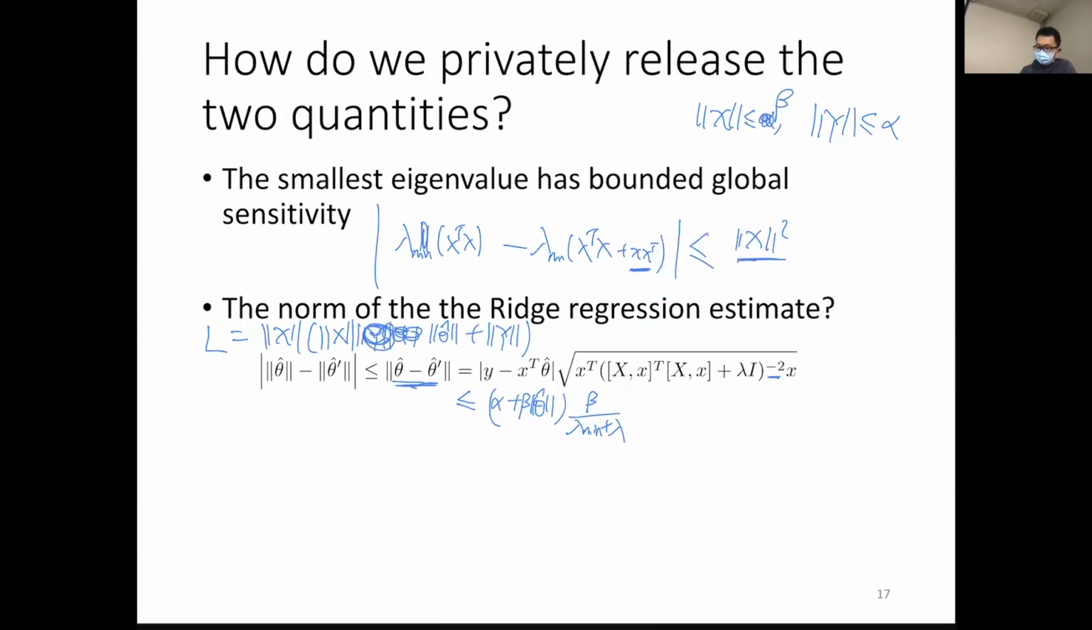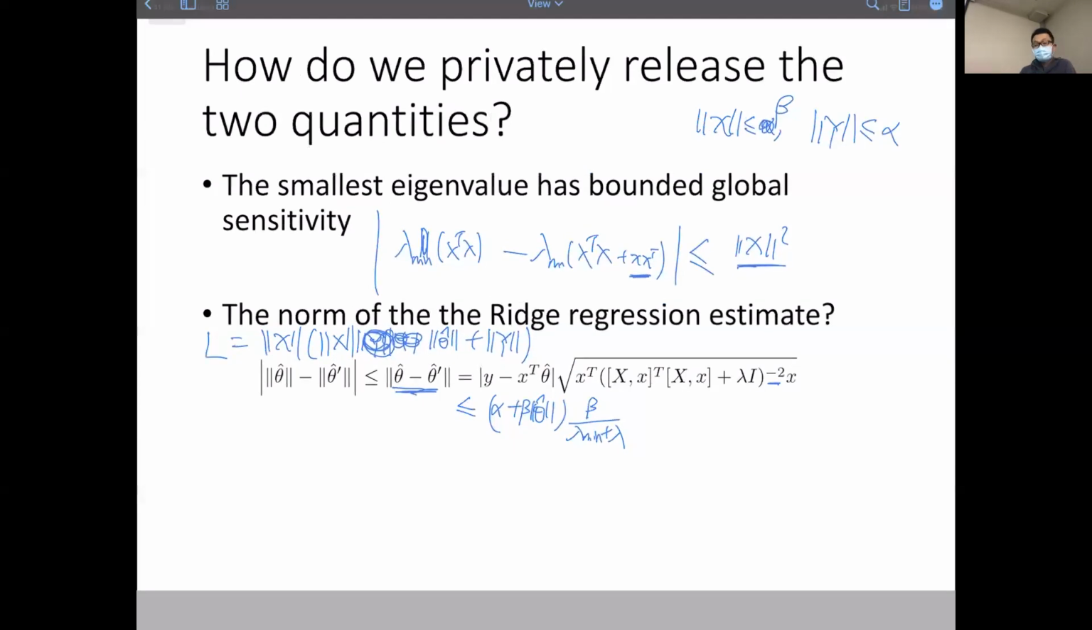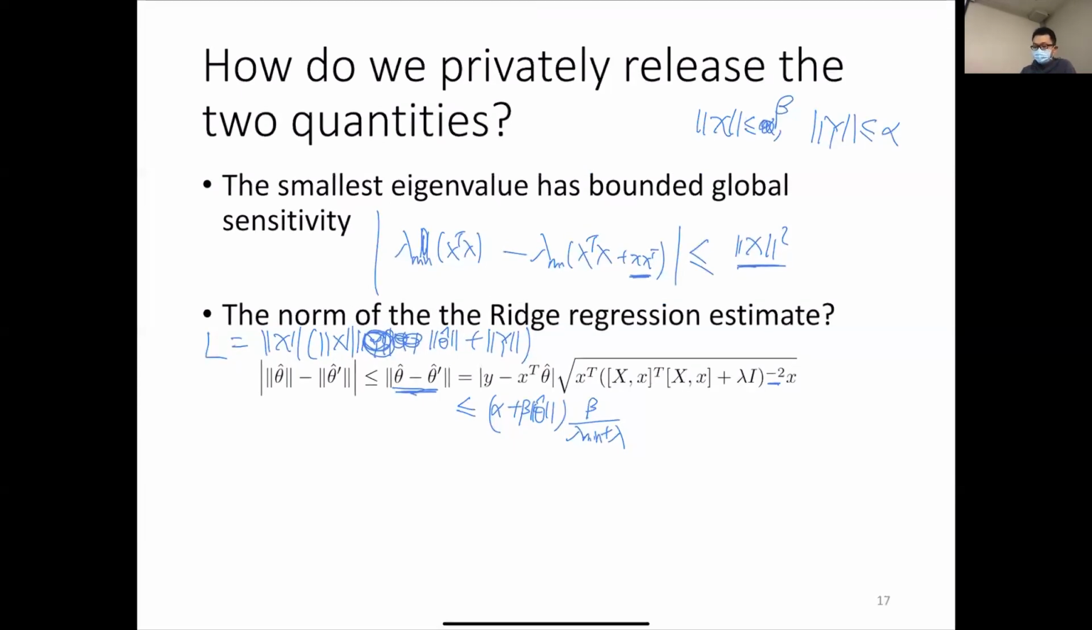But the thing is that the right-hand side also depends on theta hat, right? So this is not a quantity that satisfies local sensitivity or global sensitivity. So the trick that we can use is to somehow convert it into something that satisfies a good global sensitivity bound, and this is a useful trick to learn.